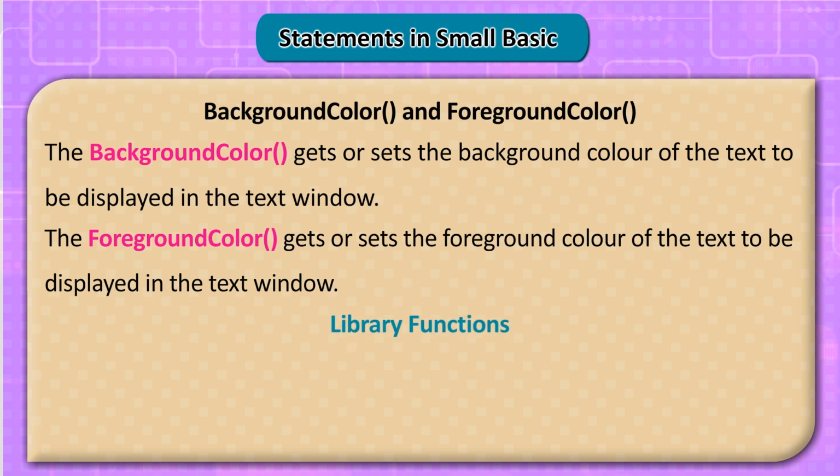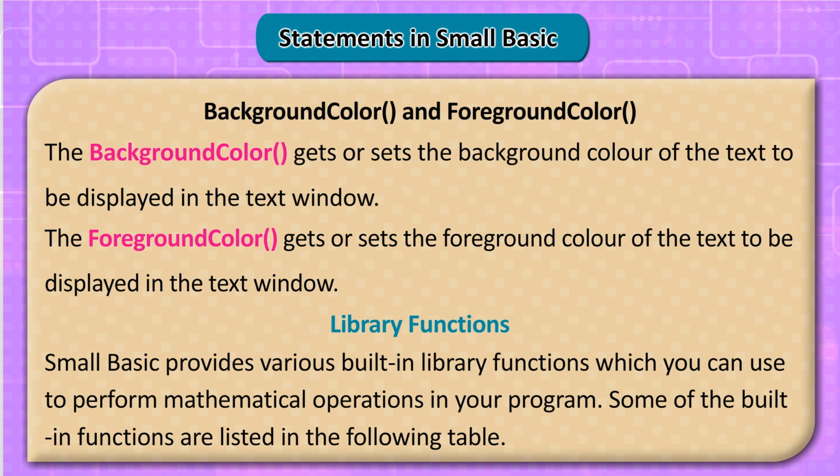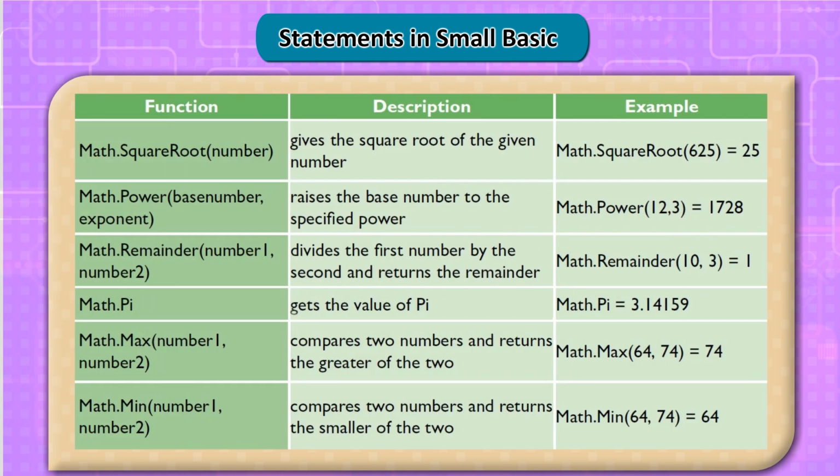Library functions. Small Basic provides various built-in library functions which you can use to perform mathematical operations in your program. Some of the built-in functions are listed in the following table. Function, Description, Example. Math.SquareRoot(number) gives the square root of the given number. Math.SquareRoot(625) equals 25.